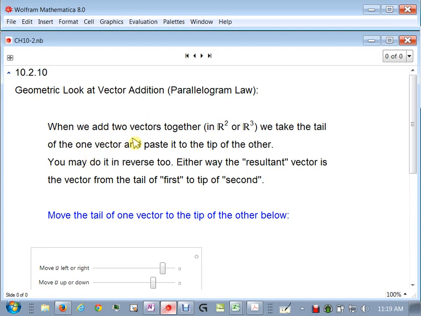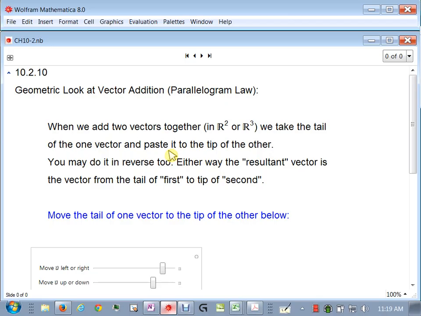When we add 2 vectors together in 2- or 3-dimensional space, we take the tail of one vector and paste it to the tip of the other. And it turns out it doesn't matter which one you do. So given 2 vectors in 2- or 3-dimensional space, remember we had, if it's pointing this way, this was the what and this was the what? This is the tail, that's the tip, right?